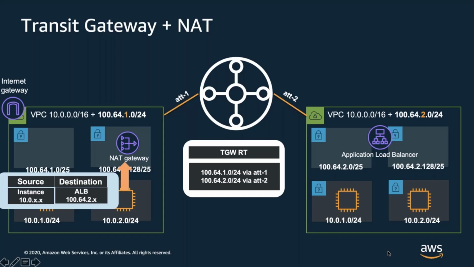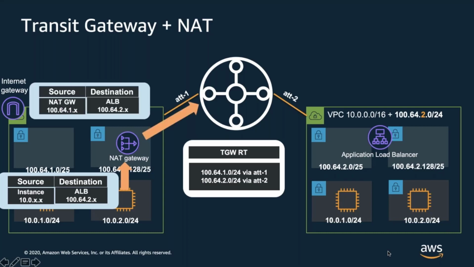So from an IP point of view, the instance would be coming from 10.0, connecting to the ALB IP address 164.2. We would forward that traffic to the NAT gateway. The NAT gateway would then translate from the 10.0.2 IP address of the instance to its own private IP address. So there's no public IP addresses involved. We're not going to be sending traffic out to the internet gateway. This is all private IPs. There's no public IP address in here.